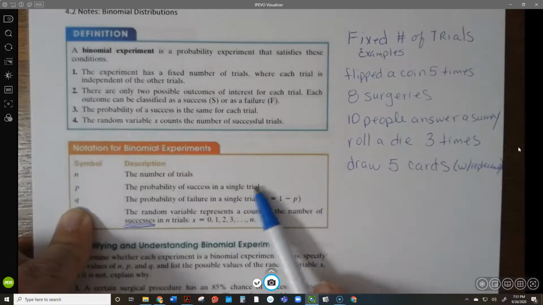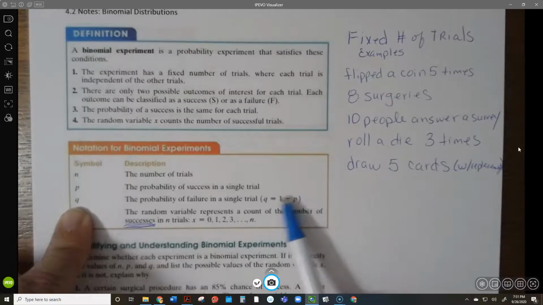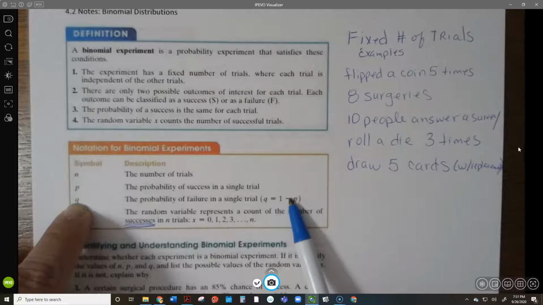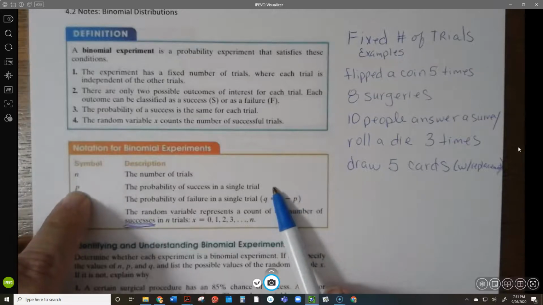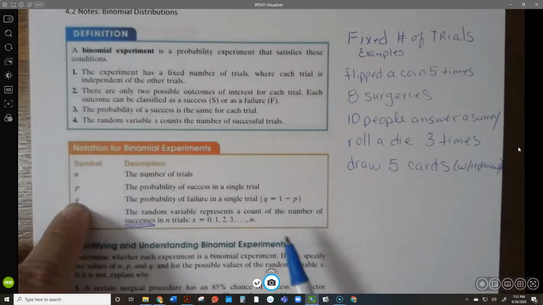So whatever the probability of success is, the probability of q, which is not success, or the complement of p, is going to be 1 minus p. So that usually has to be calculated. They almost never give you q. They almost always give you the value of p, and you almost always have to calculate the value of q.